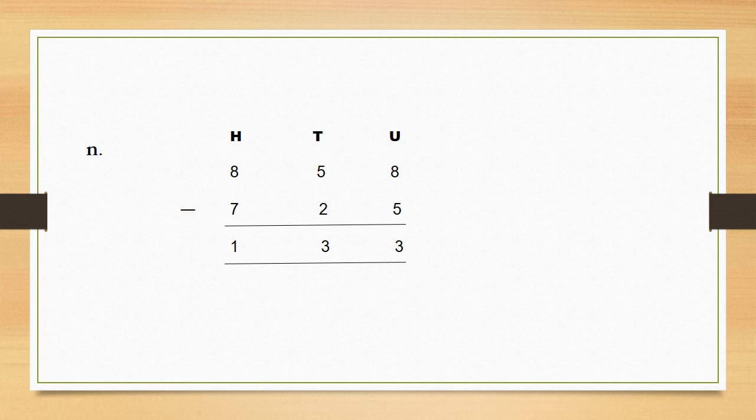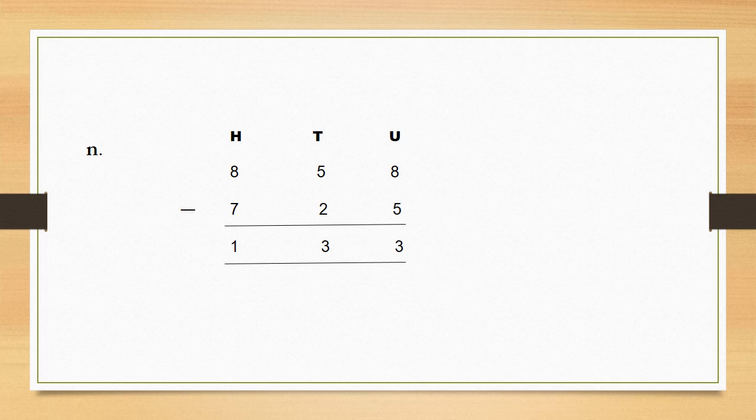Part N. In this part again we have been given 2 numbers and they are 3-digit numbers. We have to subtract 725 from the greater number, that is 858. First of all, we will have a look at the digits that are present in units place. In units place we have 8 units and 5 units. So we have to subtract or take away 5 units from 8 units.